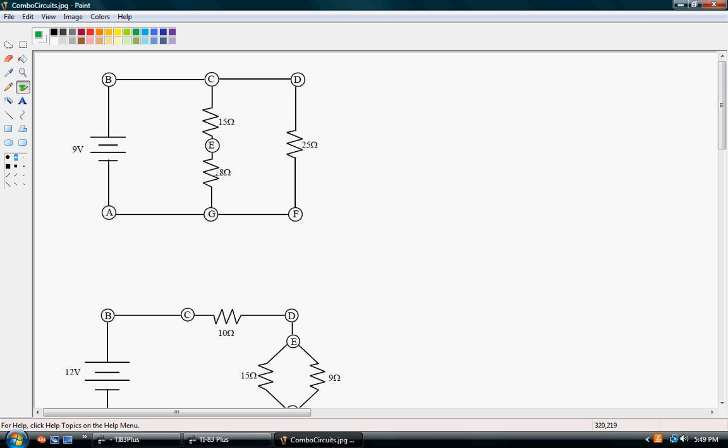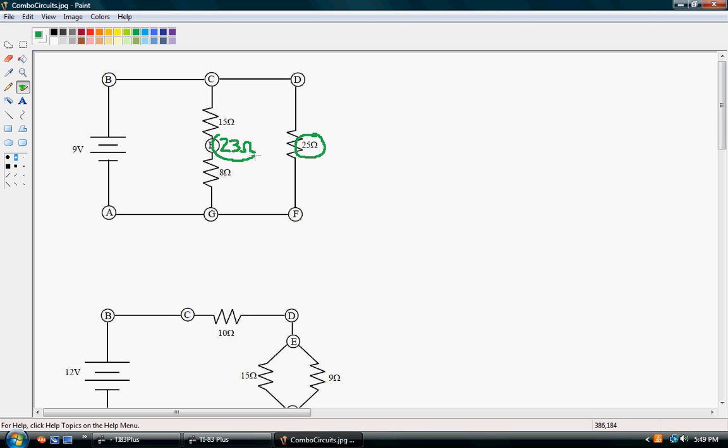Well, 15 plus 8 is 23. So whenever resistors are in series with each other, which means they're on one path, there are no splits or joins in the wire in between them, we just add up the resistance. And then this 25 ohm resistor, that line will have an equivalent resistance of 25 ohms because it's the only thing on that path. Alright, the next thing that we want to do is find our total resistance.